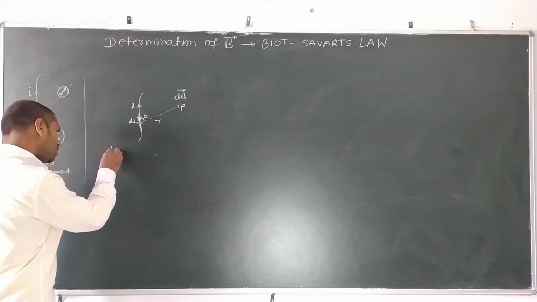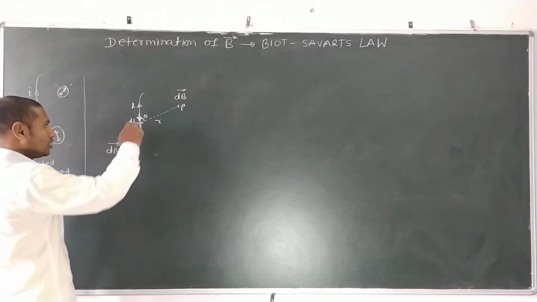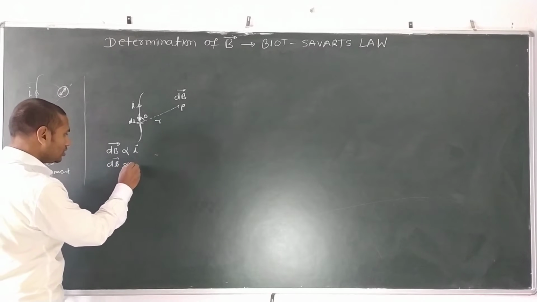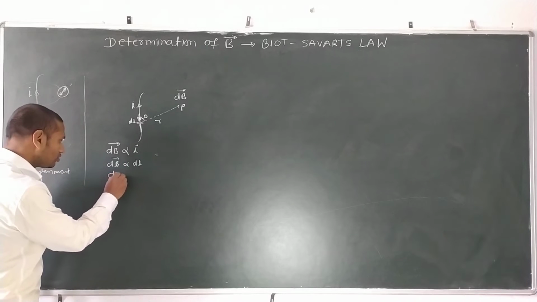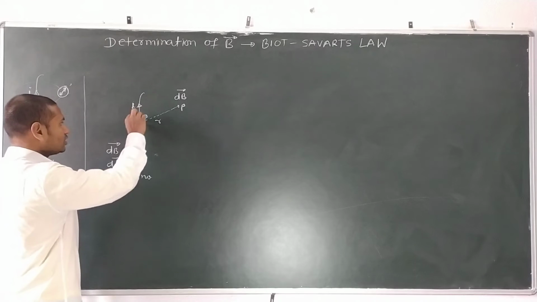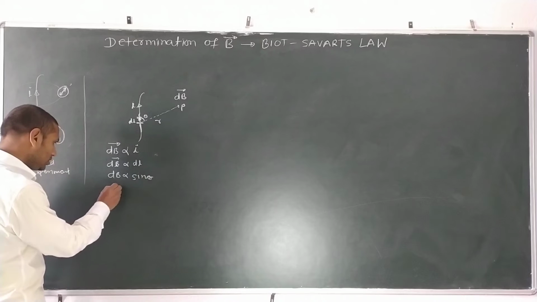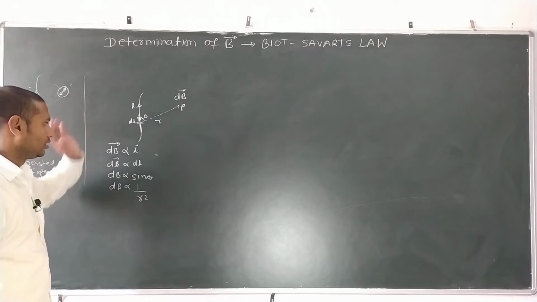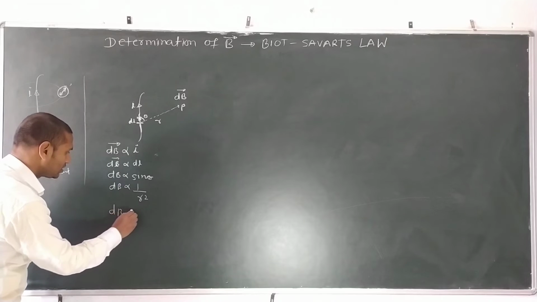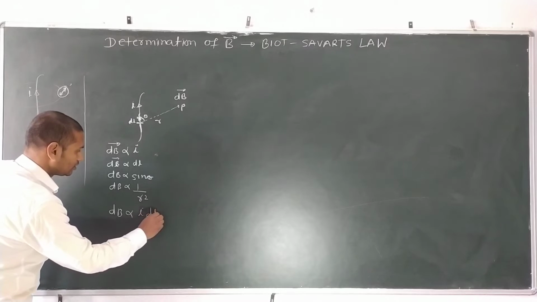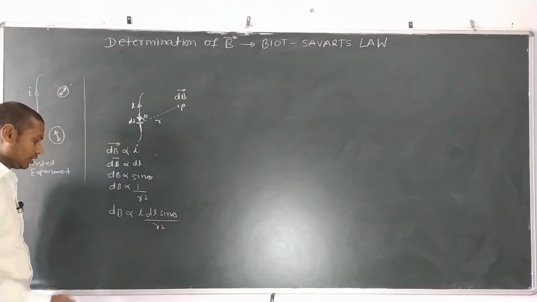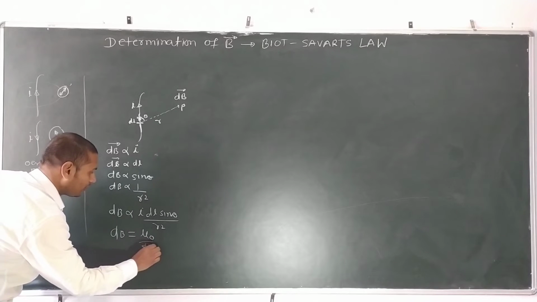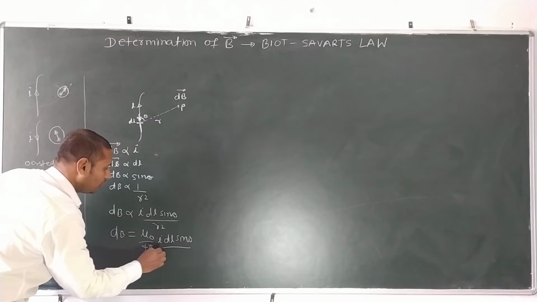According to Biot Savart law, dB is directly proportional to the current flowing inside the length dl, directly proportional to the length dl, and directly proportional to sine theta, the angle between dl and r. And dB is inversely proportional to the square of the distance between the point P and dl. Combining these four things, we get I dl sine theta upon r square, and replacing the proportionality sign by an equal sign, we get a constant: mu naught upon 4 pi times I dl sine theta upon r square.